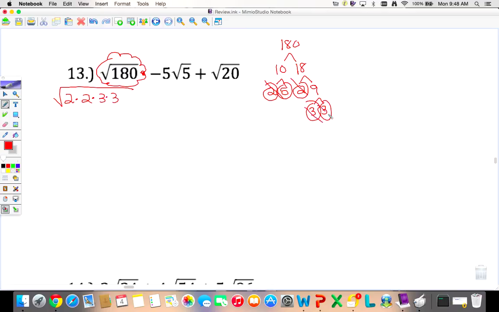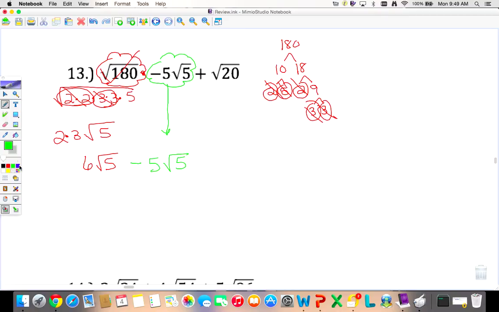So we have 2, 5, 2, 3, and 3. So the square root of, I have 2 2's. I'm done with those. 2 3's. Done with those. And a 5. Pair of 2's, write it down, cross it out. Pair of 3's, write it down, cross it out. Square root of 5. 2 times 3 is 6. 6 square roots of 5. This is what that simplifies to. So I know I'm done with the square root of 180. Can't simplify the square root of 5, so I'm just going to bring this right on down. So minus 5 square roots of 5.